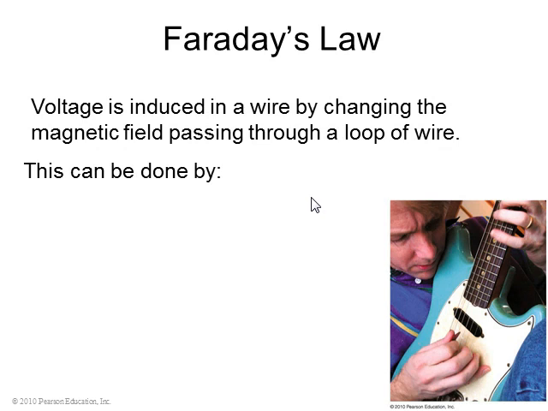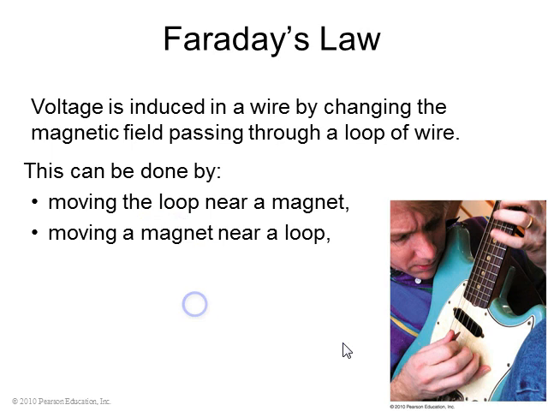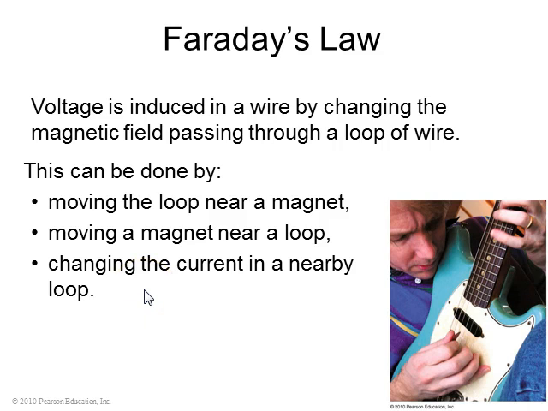So voltage is induced in a wire by changing the magnetic field that passes through some loops of wire or a coil. This can be done by moving the loop near the magnet or moving the magnet near the loop. In a guitar pickup, each pickup has a little coil with a magnet in it. The magnet magnetizes the steel strings in your guitar, and then as that magnet moves by the coil, it generates an electric signal. You can also change the current in a nearby loop, which then changes the magnetic field passing through your loop and creates an electric current.